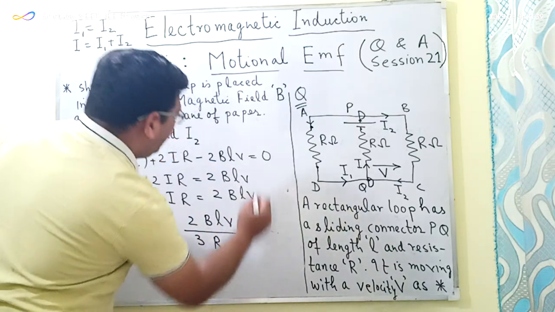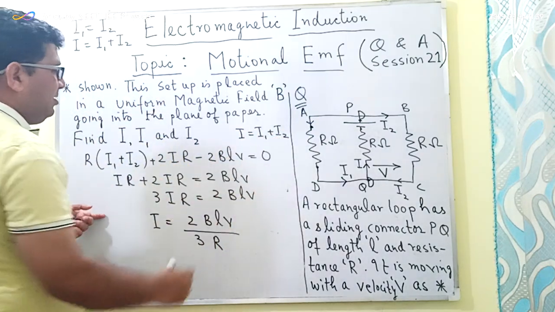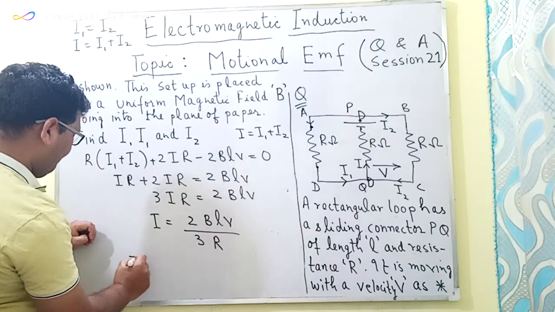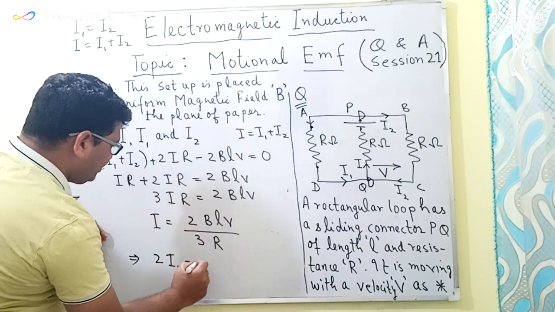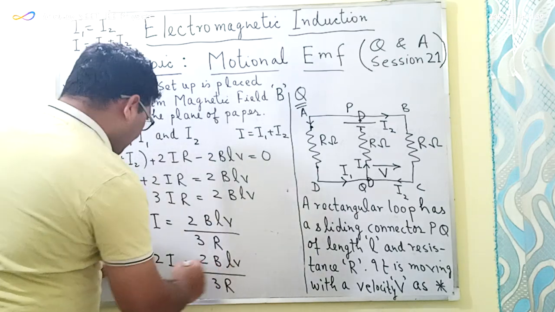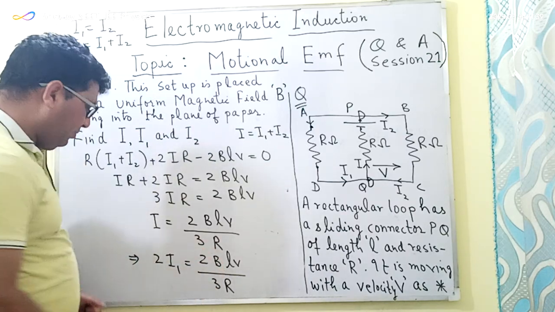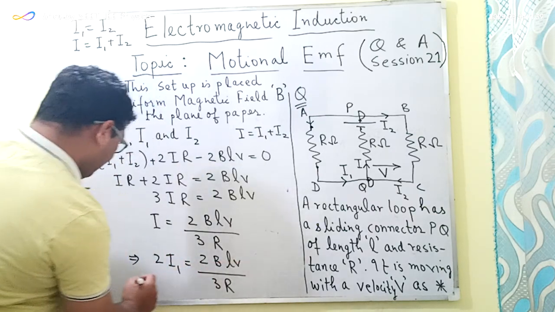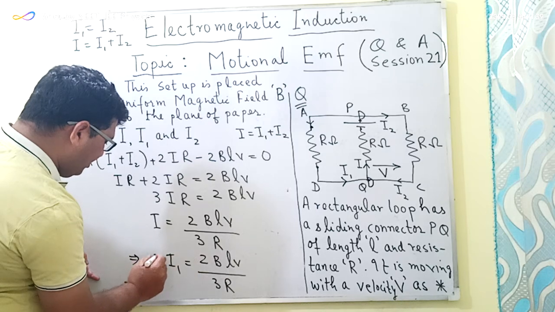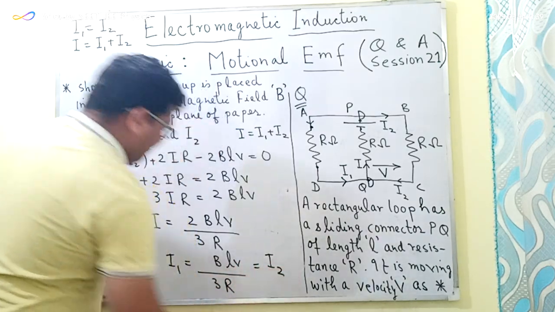So we have found the value of I, and here I1 and I2 are equal. I will substitute the value of I2 as I1, so I is equal to 2I1, and this is equal to 2BLV upon 3R. Once we find the value of I1, we can say that I2 is also equal to that value. Here the 2 and 2 get cancelled out, so I1 will be equal to BLV upon 3R, and this is equal to I2 also.